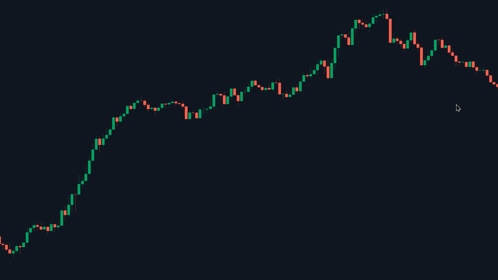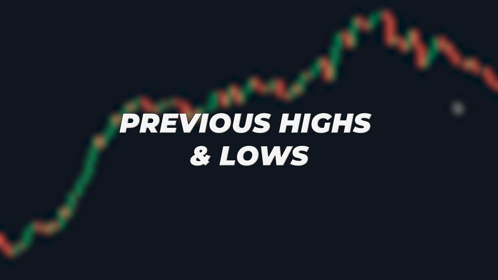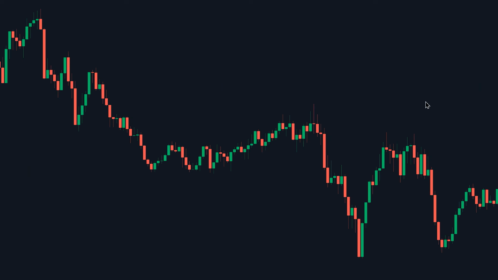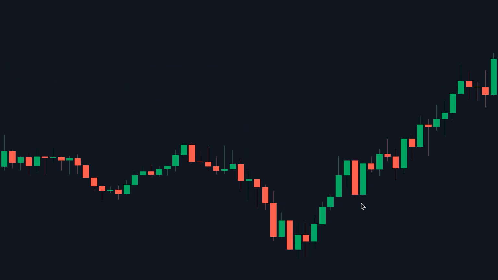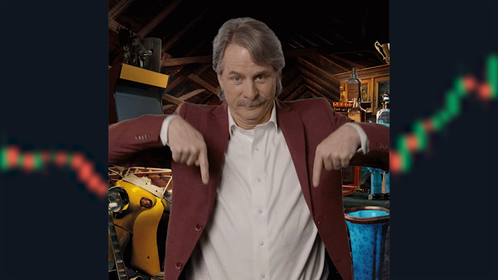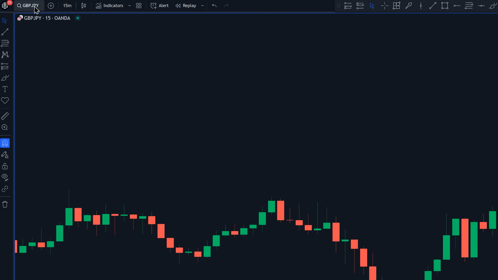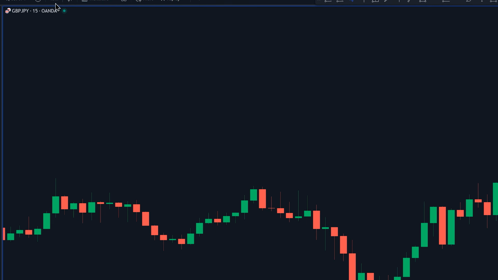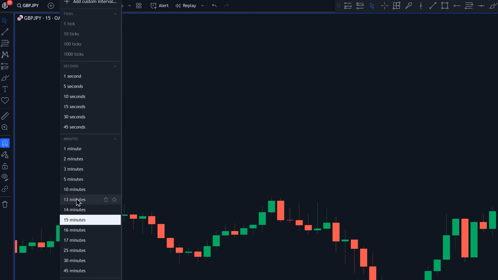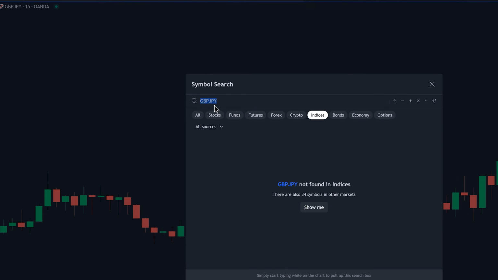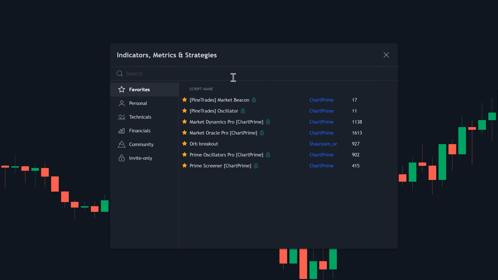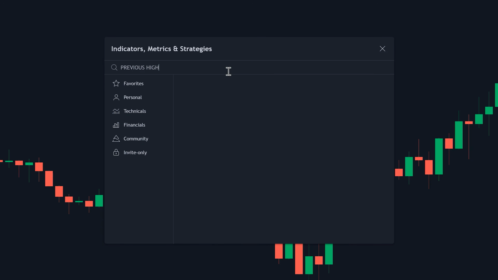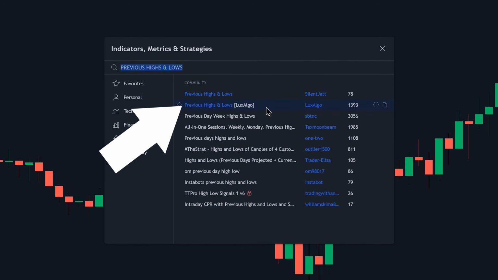Now, the indicator that we're gonna be using for this strategy is called Previous Highs and Lows. To add it to your chart, you wanna go to TradingView, which is the trading platform that I'm gonna be using. If you need to sign up, the link for that is gonna be in the video description. Next, you wanna load any trading security that you like in any time frame. For me, I'm gonna be using the 15-minute time frame of GBP-JPY. After that, you wanna click on indicators and then type in previous highs and lows. And it's gonna be this one by Lux Algo.